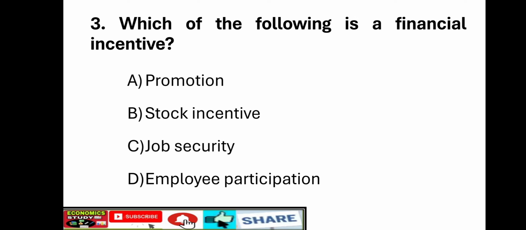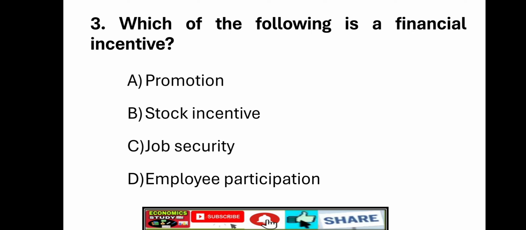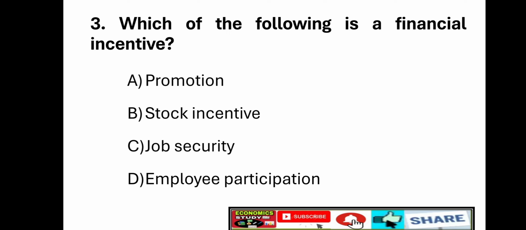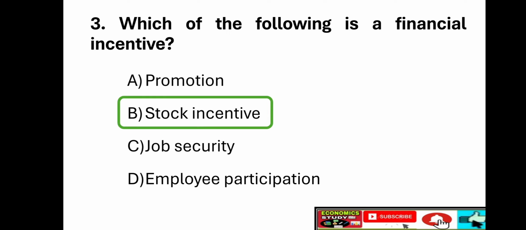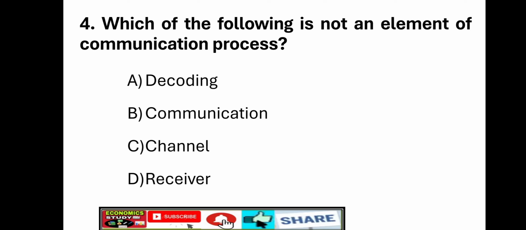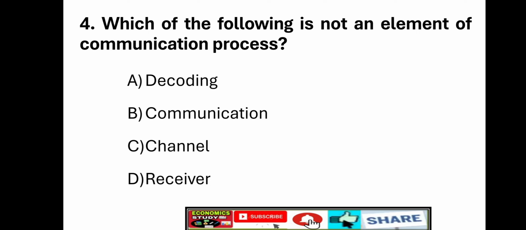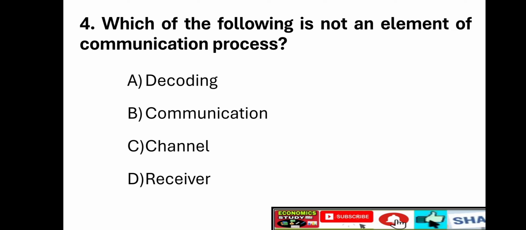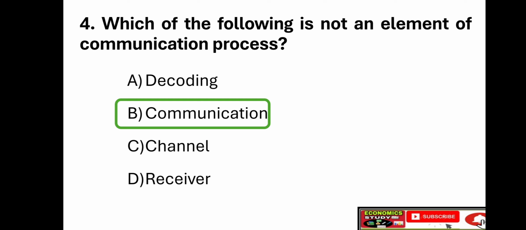Third question, which of the following is a financial incentive? Option A, promotion. Option B, stock incentive. Option C, job security. Option D, employee participation. Right answer is option B, stock incentive. Fourth question, which of the following is not an element of communication process? Option A, decoding. Option B, communication. Option C, channel. Option D, receiver. Right answer is option B, communication.